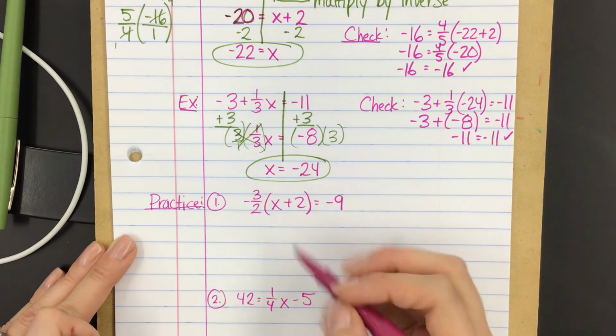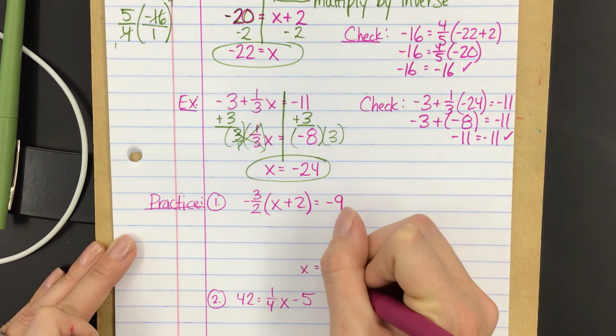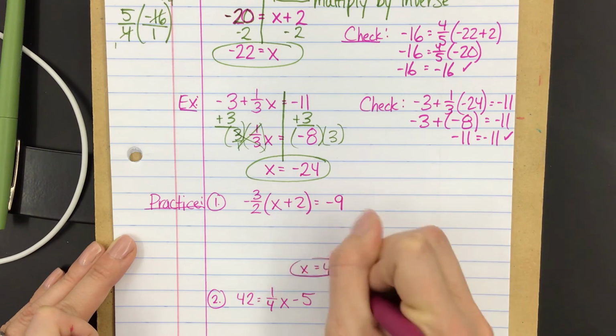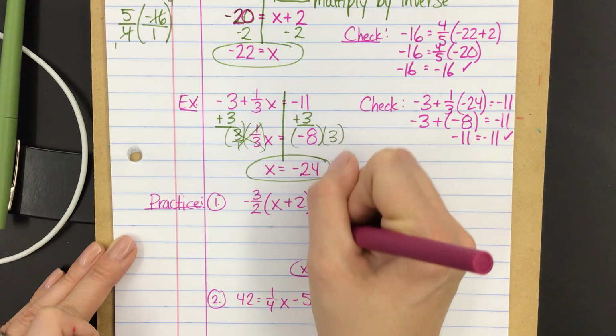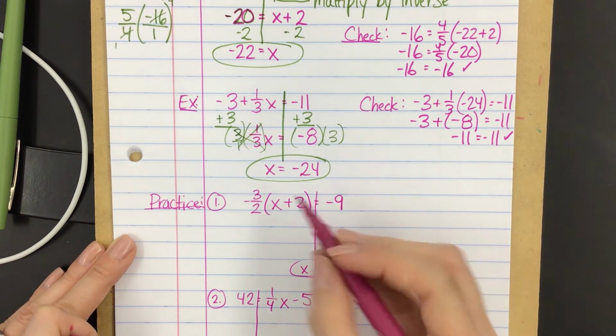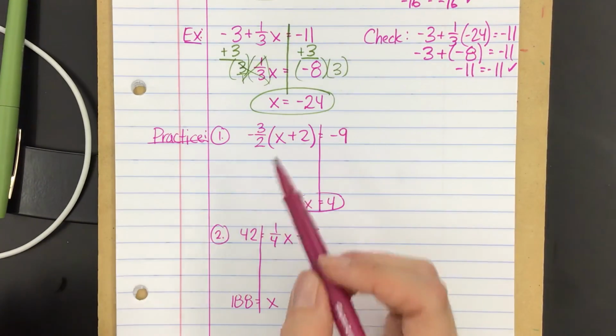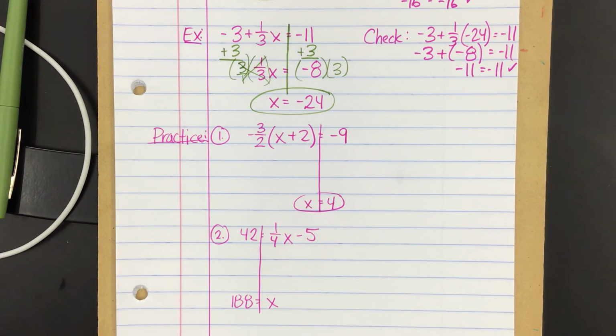Okay, so here's the problems. When you solve this one, you should, up here, you should get x is equal to 4. So just try that out. Okay, and then here, you should get that 188 is equal to x. Okay, like I said on this one, make sure that when you do the inverse there, that you multiply by -2/3. Okay, you guys can go ahead and get packed up.